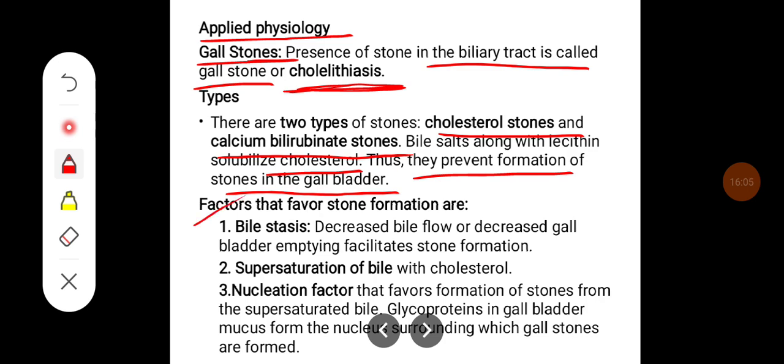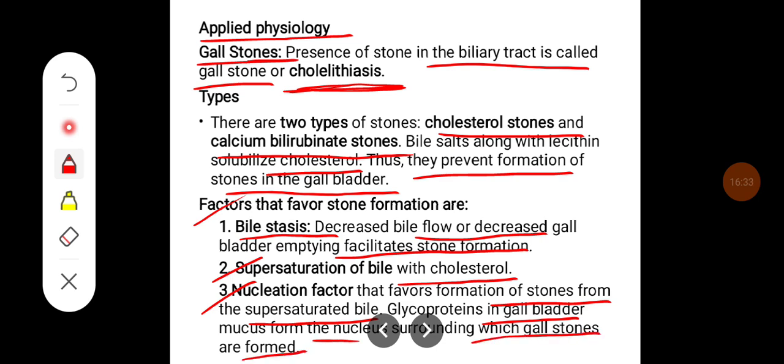Factors that favor stone formation: first, bile stasis. The decreased bile flow or decreased gallbladder emptying facilitates stone formation. Second is supersaturation of bile with cholesterol. Third is the nucleation factor that favors the formation of stone from supersaturated bile. Glycoproteins in the gallbladder mucus form the nucleus around which gallstones are formed.